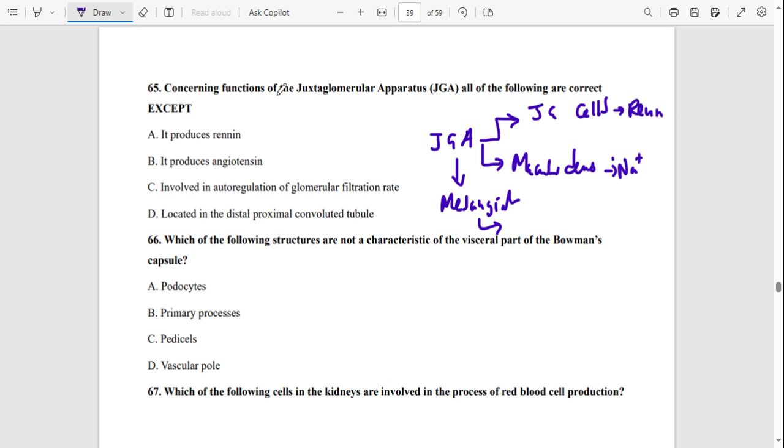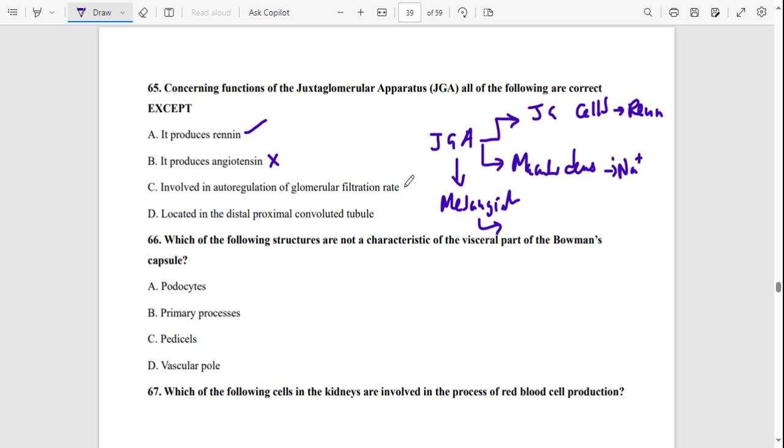Concerning functions of the JGA, juxtaglomerular apparatus, all the following are correct. It produces renin, this is correct. Produces angiotensin. Angiotensin is not produced here. It's actually produced in the liver as angiotensinogen, and then it has to be converted to angiotensin 1.